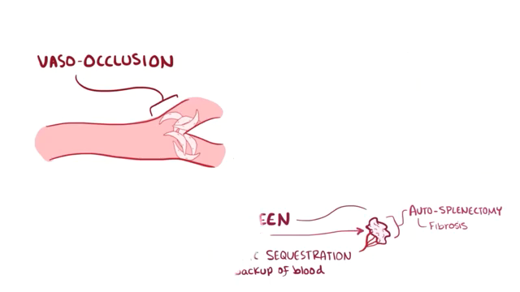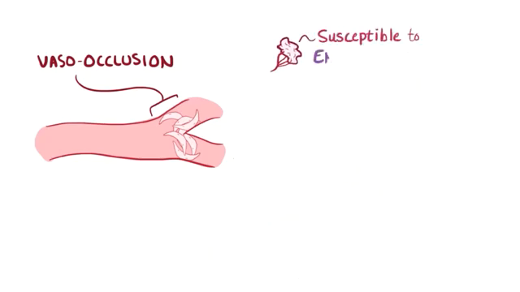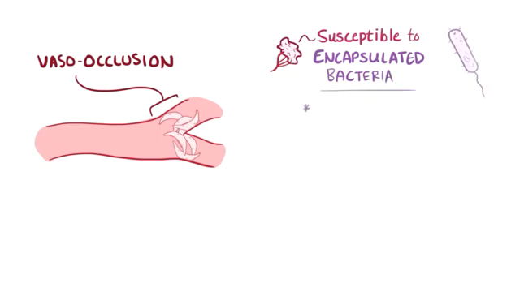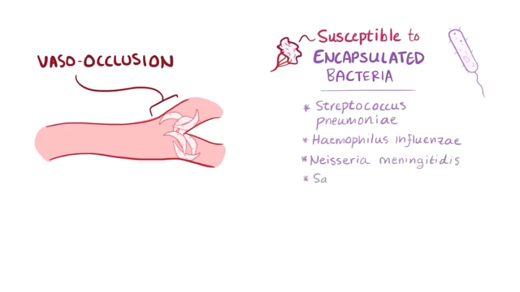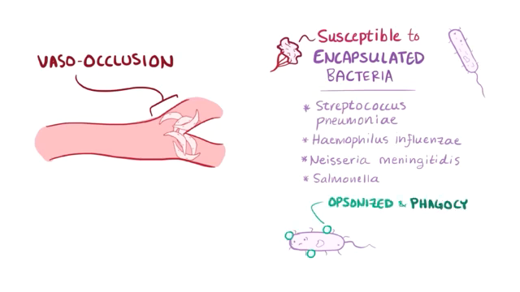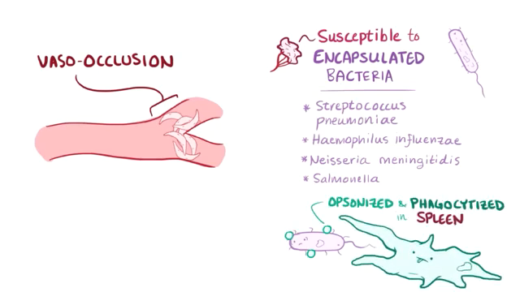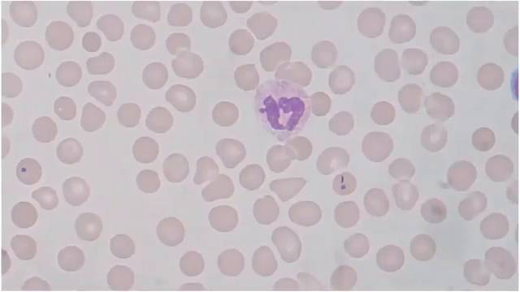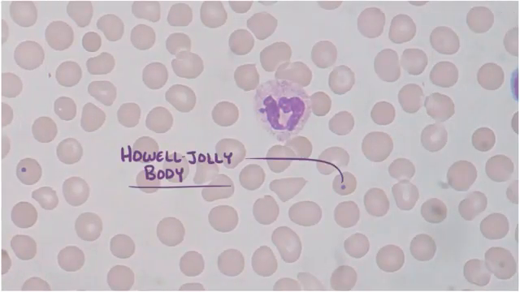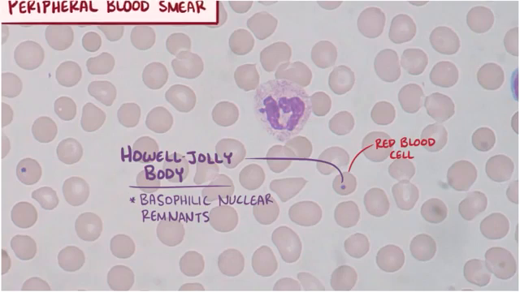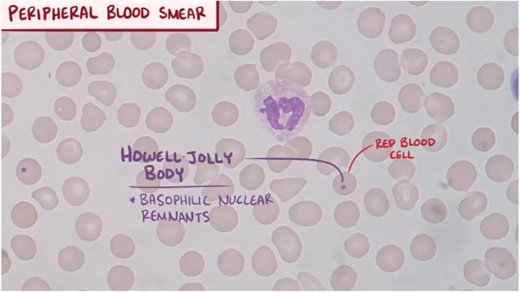Having an absent or non-functional spleen makes a person susceptible to encapsulated bacteria, like Streptococcus pneumoniae, Haemophilus influenzae, Neisseria meningitidis, and Salmonella species, since encapsulated bacteria are normally opsonized and phagocytized by macrophages in the spleen. It also leaves a person with Howell-Jolly bodies, which are basophilic nuclear remnants in red blood cells, which can be seen on a peripheral blood smear.